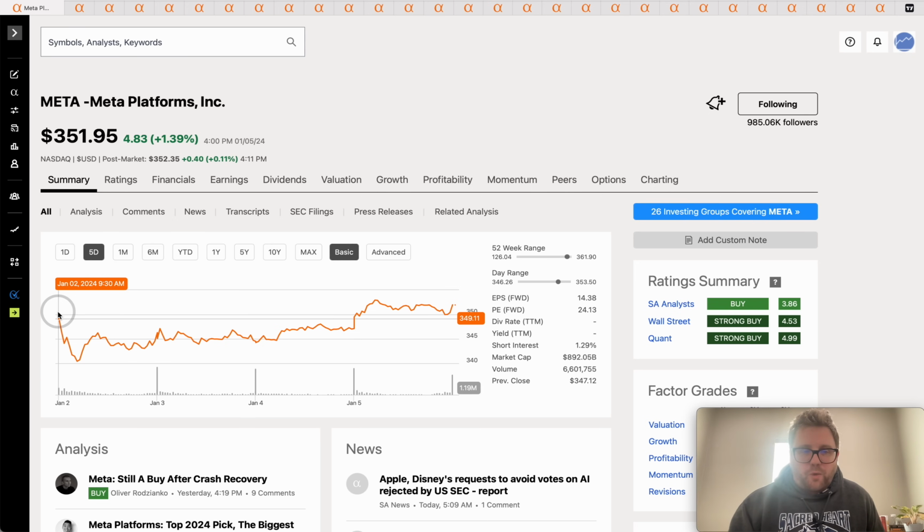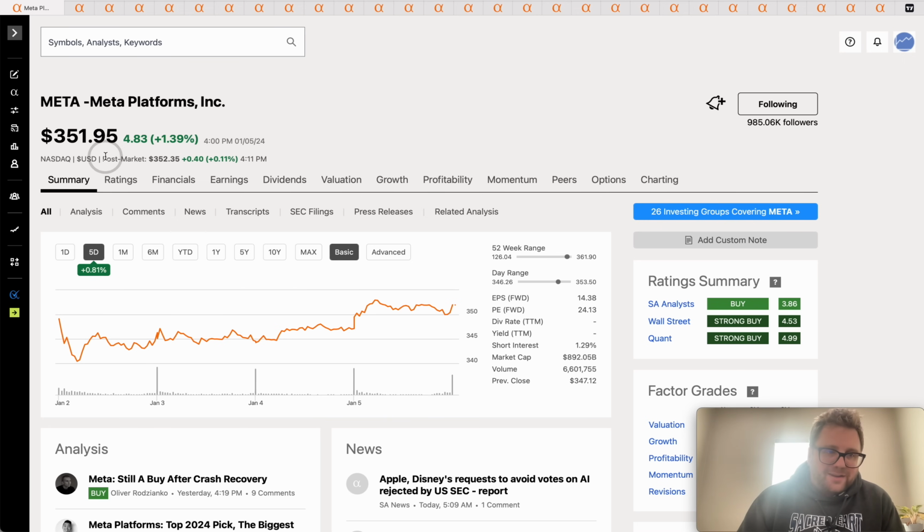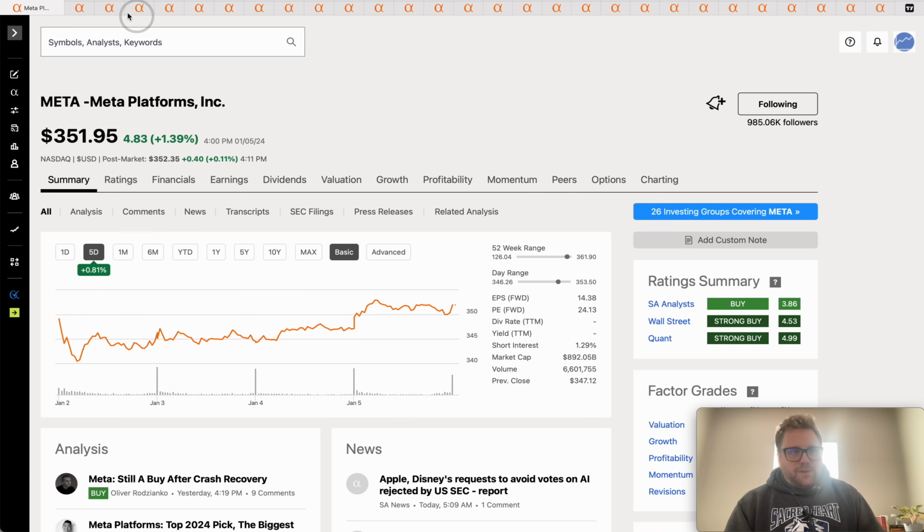Start of the week at 349, slipped down earlier in the week, down to about 340, bounced back, ended the week roughly flat or about up 1% to finish the week at 351.95.